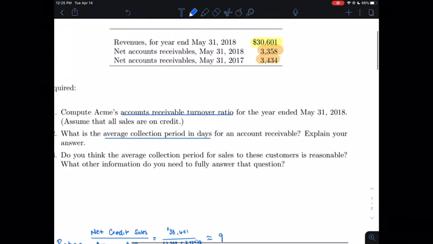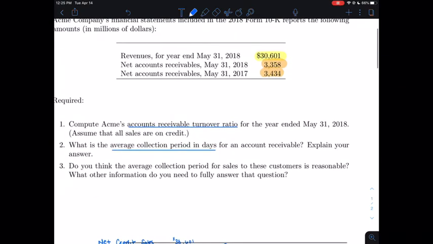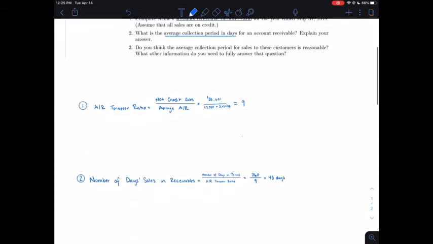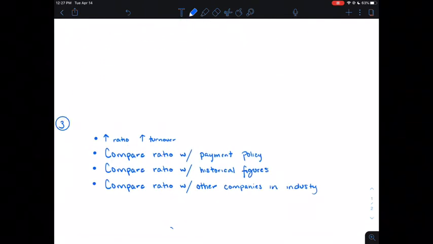Then the third task is, do you think that the average collection period for sales to these customers is reasonable? What other information do you need to fully answer that question? I've jotted down some notes to help guide the discussion. The first point is a higher ratio means faster turnover, or that they're collecting their receivables more frequently throughout the year.